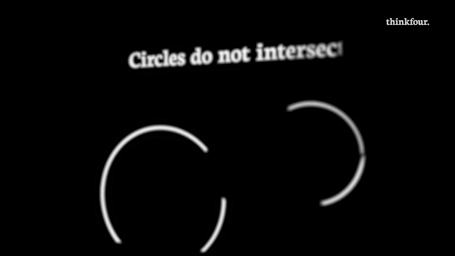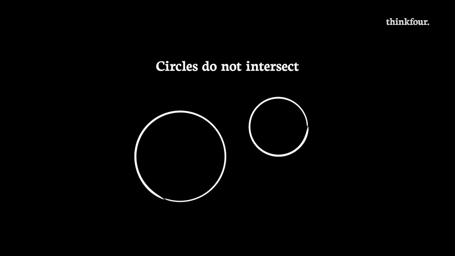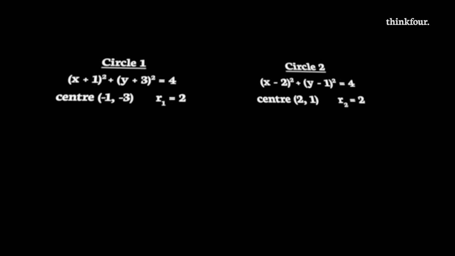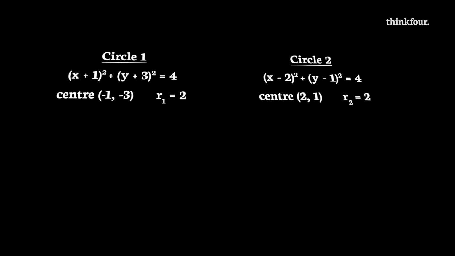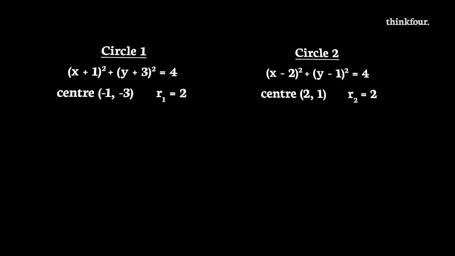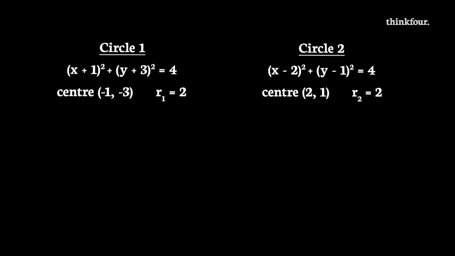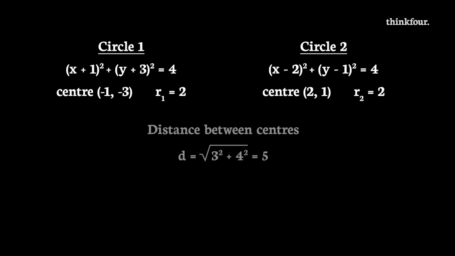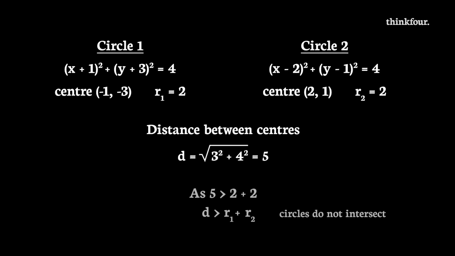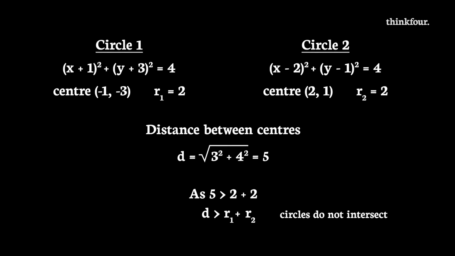The second scenario is that the two circles do not intersect. The first circle has radius 2 and centre -1, -3, and the second circle has radius 2 and centre 2, 1. The distance between the centres is 5. This means that the distance between the centres is greater than the two radii added together. The two circles do not intersect.